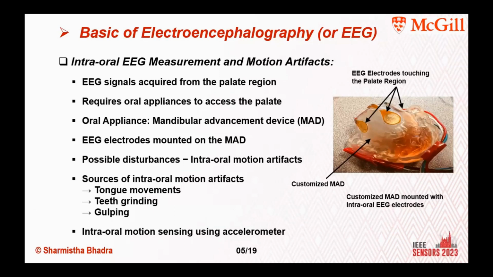What we observed is that when we monitor the EEG signal, because it's a biopotential, it gets disrupted by different motions. Intra-orally, we have different types of motion like tongue movements, teeth grinding, or gulping. All of this affects the biopotential, the EEG signal, intra-orally quite a lot. So we also incorporated an accelerometer in the electronics part.